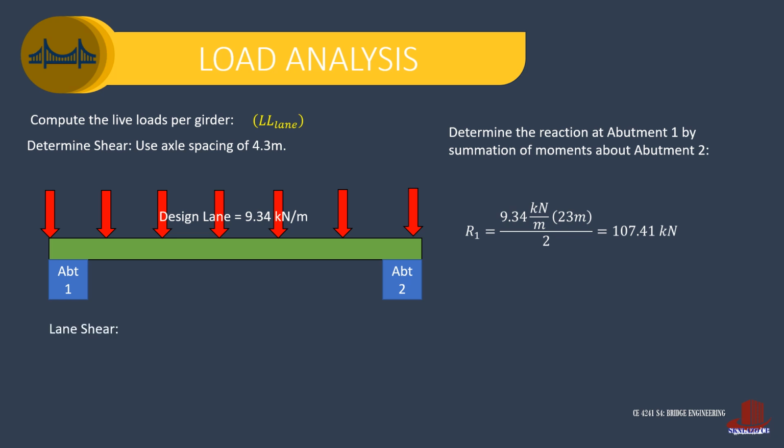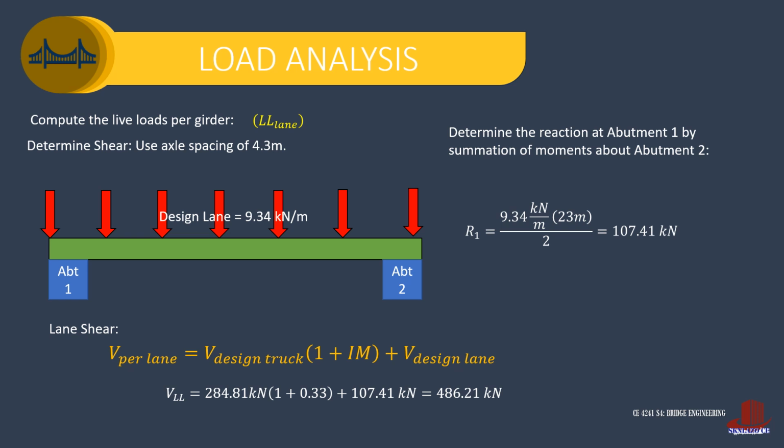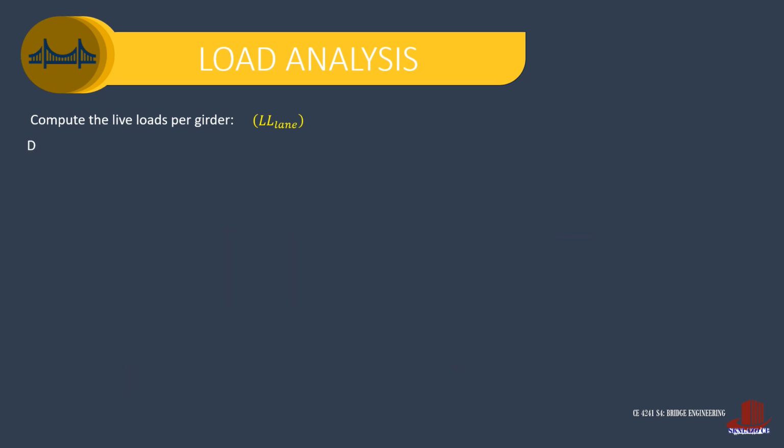The total shear per girder is the shear due to design truck multiplied by the impact factor plus the shear due to the design lane. V sub LL turns out as 284.81 times 1.33 plus 107.41 kilonewtons, giving 486.21 kilonewtons. Now let's solve for the moment.